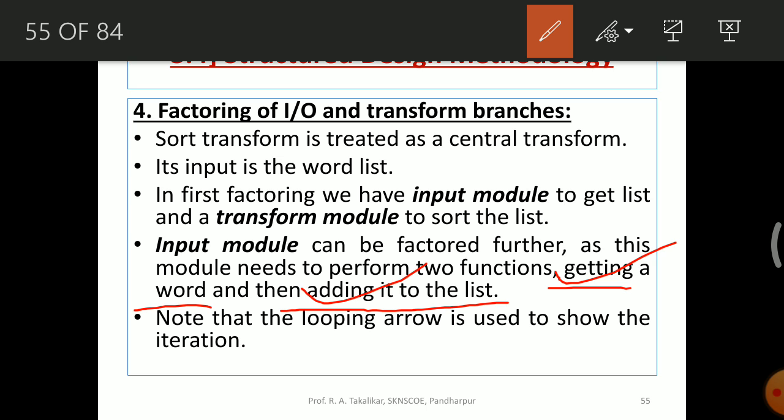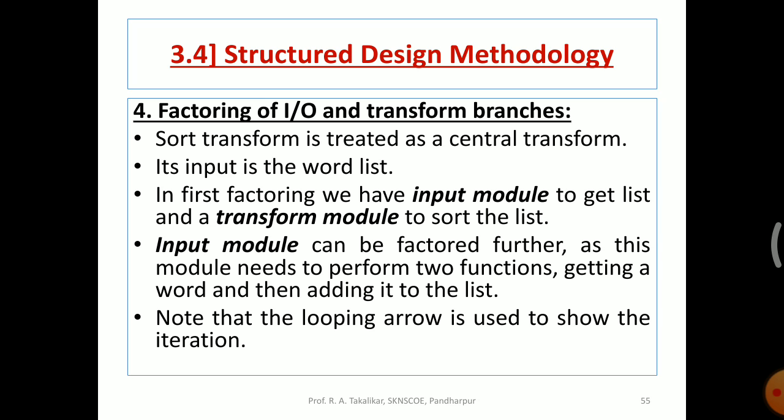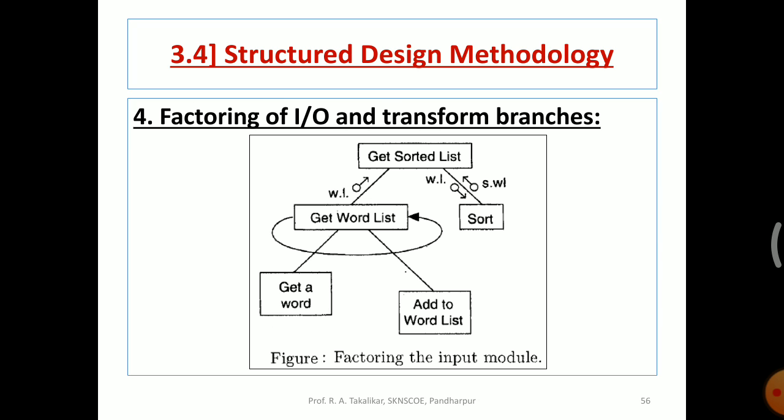Please note that the looping arrow can be used to show iteration. In the next examples we'll see that if repetition of a task is there, it can be represented by the looping arrow. So factoring of IO and transform branches, here you can see with the example.